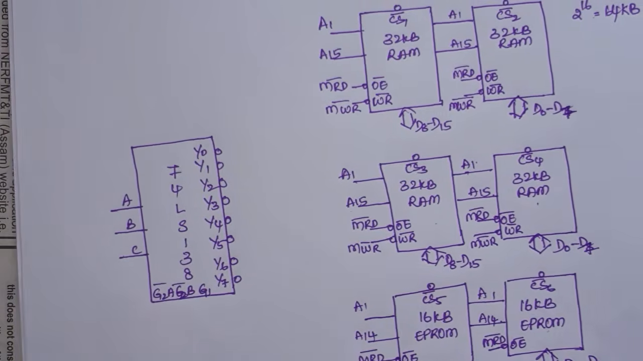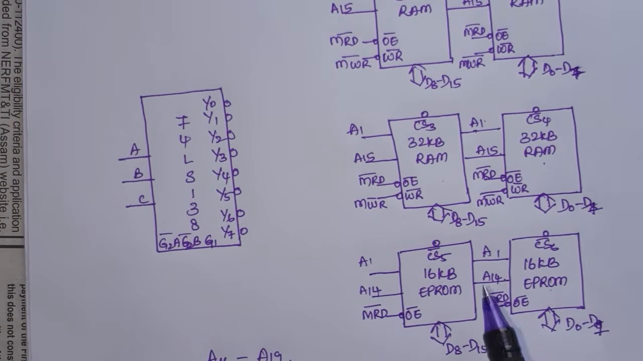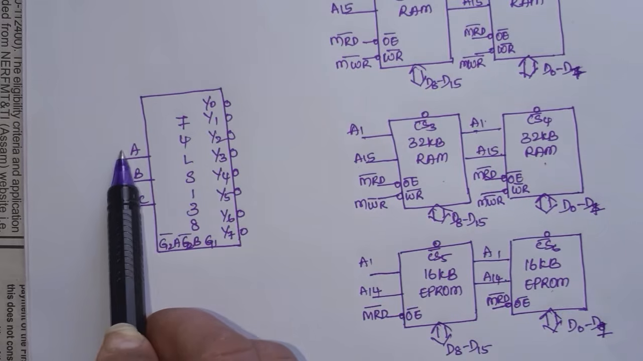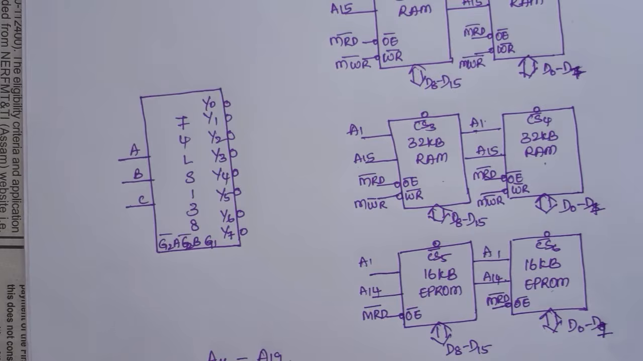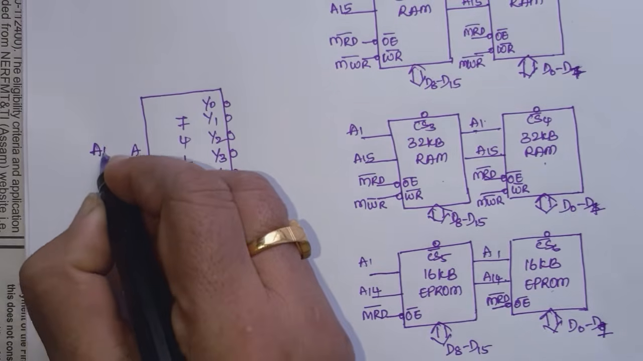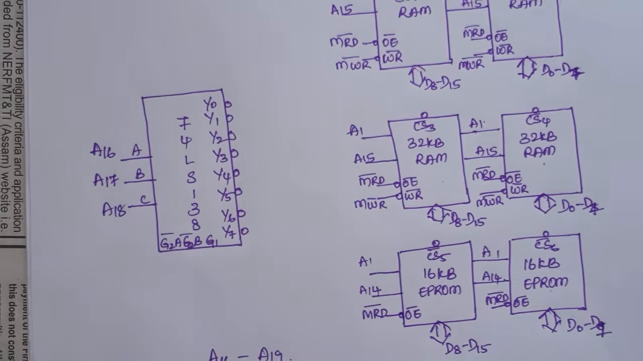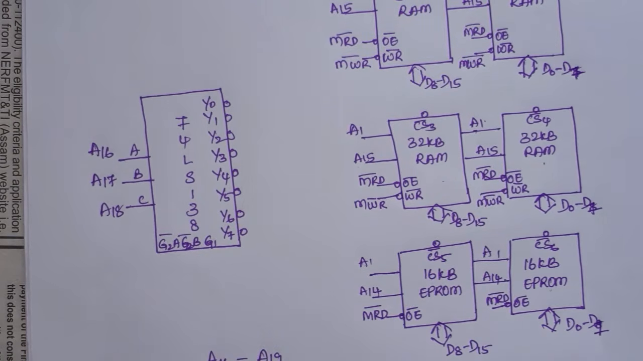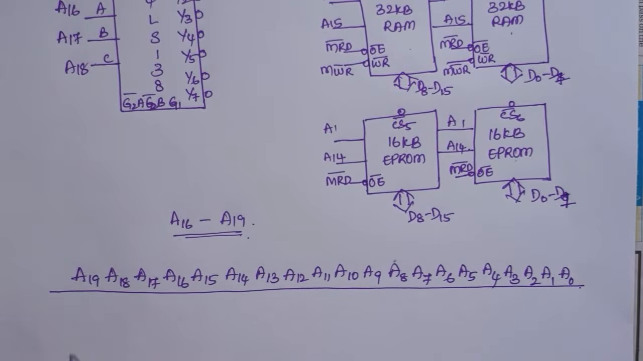Okay, so till A15 they are used here. Here A15 is not used. We'll see how we can use that in decoding, selecting these particular chips. Here we cannot use A15 here. It is already used here. Okay, so A16 to A19. I can use A16, A17 and A18 here. Okay, so we are left with A19. We'll see. First we'll write the address mapping.